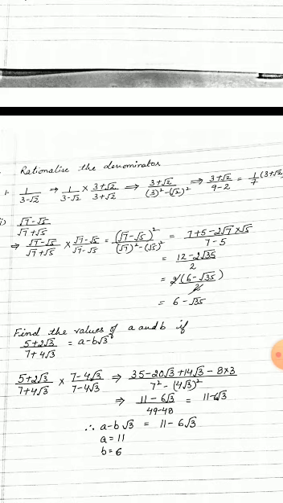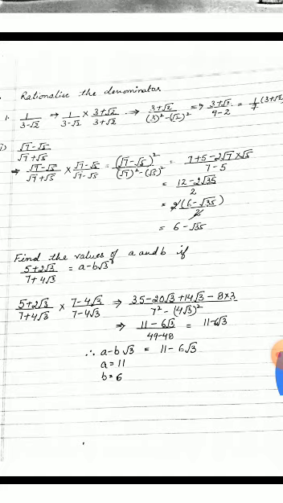That is your answer. Next concept, or the next type of question that we have, is: find the values of a and b if (5 plus 2 root 3) upon (7 plus 4 root 3) is equal to a minus b root 3. Now, the same concept we use over here is, we rationalize the denominator, and whatever answer we obtain will be equated to a minus b root 3.